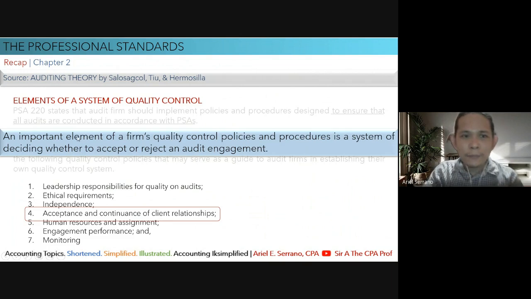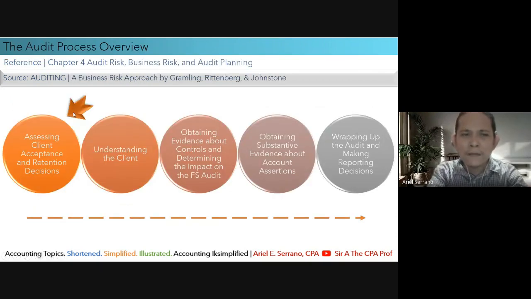Therefore, an important element of a firm's quality control policies and procedures is a system of deciding whether to accept or reject an audit engagement. Accepting an engagement. Pero, yung title natin, accepting an engagement, pero nakalagay dito, doon sa elements of a system of quality control, acceptance and continuance. At dito naman, sa different author na kinakapture ninyo, nakalagay dito, assessing client acceptance and retention decisions.